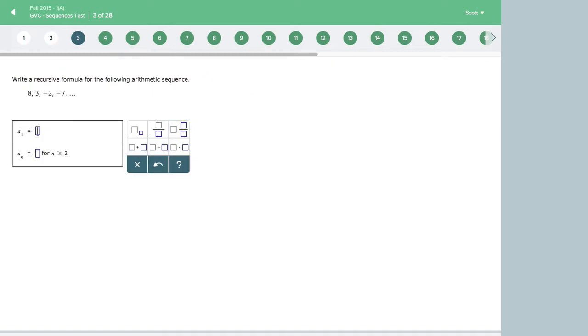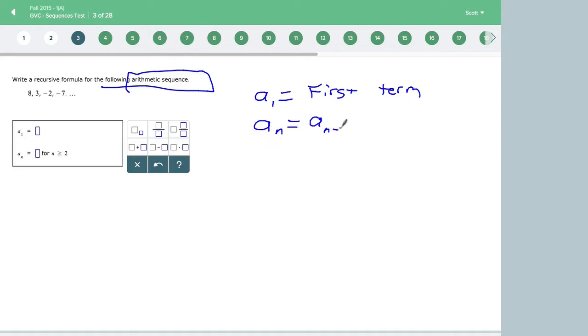Write a recursive formula for the following arithmetic sequence. So we see right here it's arithmetic. And the recursive formula for arithmetic sequences can be found on that sequence formulas paper that you were given. a sub 1 equals the first term, and a sub n equals a sub n minus 1 plus d. And we look at this and we say, okay, what is the a sub n minus 1? That is just the last number. So we don't have to change that.